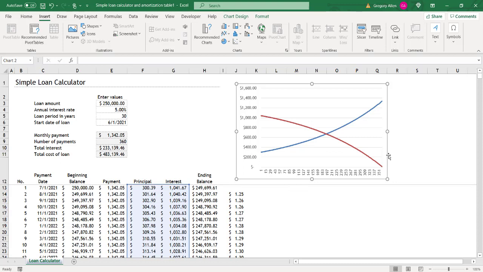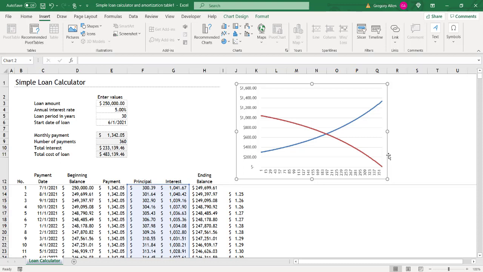Now I'm really starting to see what's going on. I'm starting to see, first, that both of these are definitely not linear. And I'm also seeing the relationship between them, and how though they're both changing at the same rate, they're going in different directions. That makes sense because remember that the sum of these two numbers is constant. The sum of these numbers is always $1,342.05, the total amount that we paid.